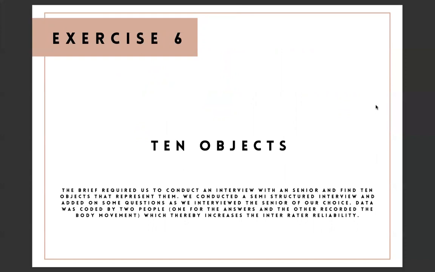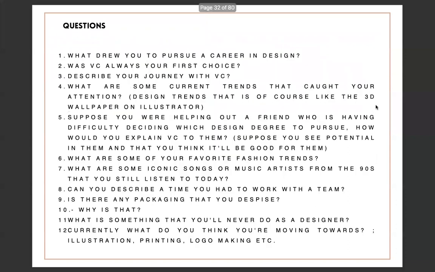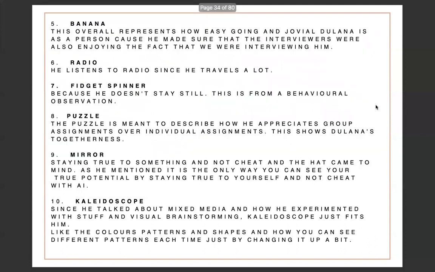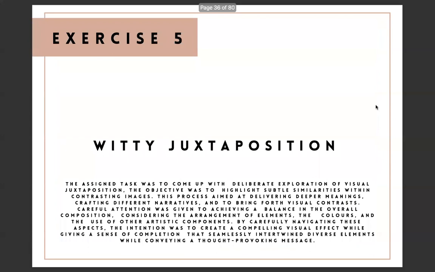The next exercise was 10 Objects, where we were asked to interview a person, and based on their answers and personalities, we were asked to pick 10 objects. These are the questions that we asked, and based on the answers to the questions, we picked out 10 different objects, and this is the final layout of the objects that we selected.